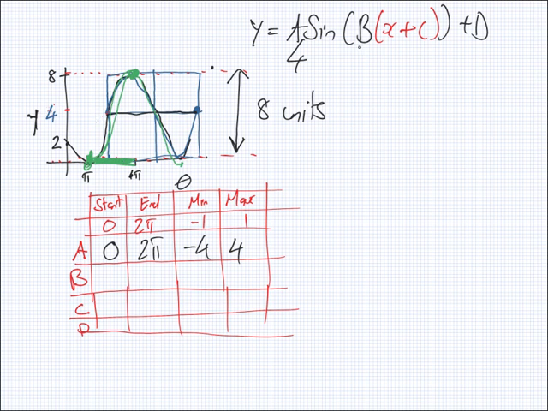So what does that make the B? How much bigger is the period if it went from 2 pi to 6 pi? 3 times bigger. So the B must have been 3. So that will change it from 0 to 6 pi, minus 4 to 4. Now what does the C do? It moves it to the right. We should start at 0.